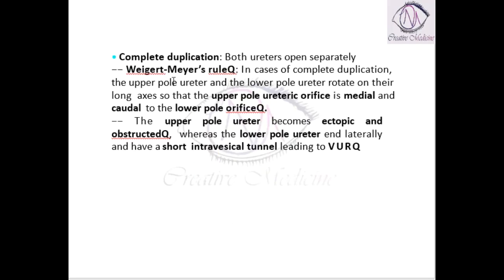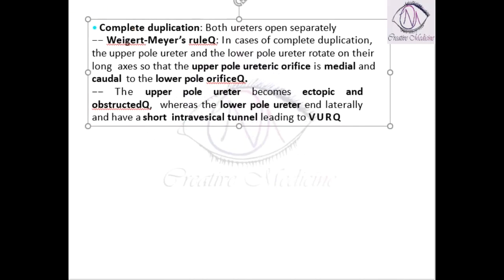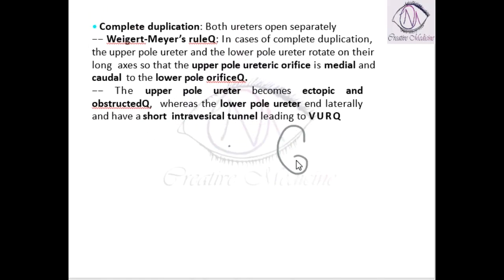Whereas in complete duplication, this is the kidney. A ureter comes from the lower pole and one more ureter comes from the upper pole. The ureter from the lower pole will drain into the urinary bladder, whereas the ureter from the upper pole will drain into the same urinary bladder more medially and more downwards. That is, more medially and caudally.